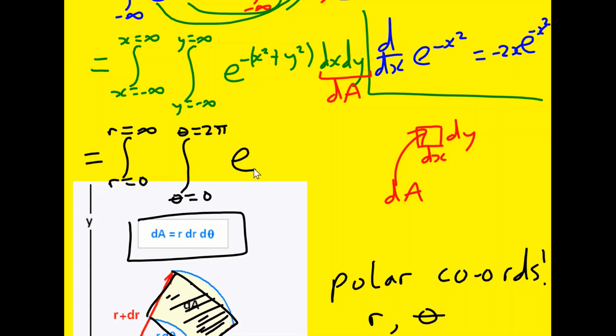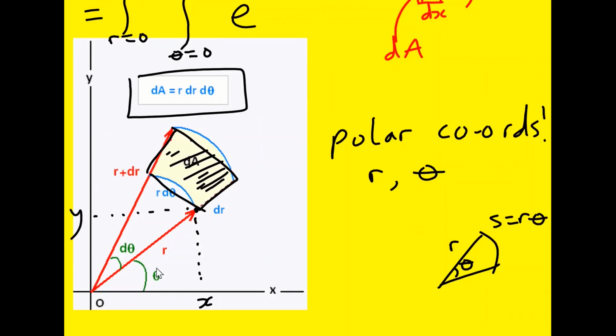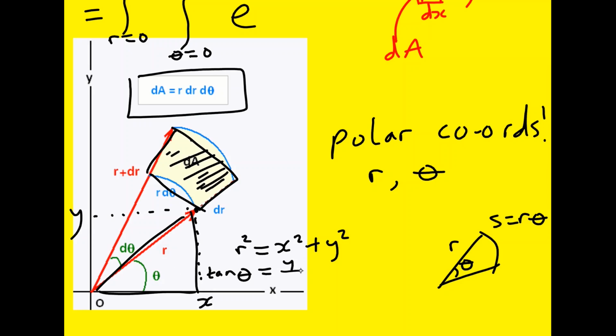Now, there's a few things I've not yet said. I've not related r to x and y, but I can do that because I've got a triangle here. So actually, r squared is equal to x squared plus y squared. It's just Pythagoras' theorem. And just for interest, tan theta would equal the opposite, y, divided by x.